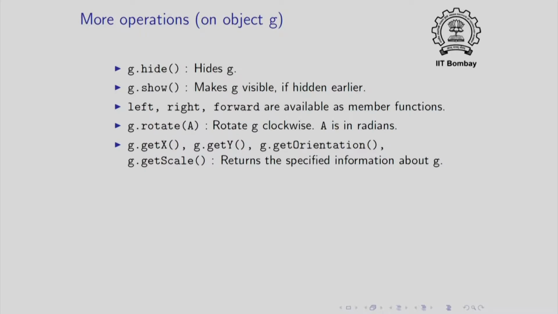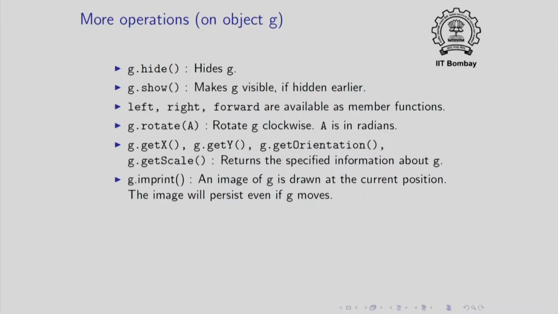G dot get orientation gives you the angle in radians measured from the x axis going clockwise. So, this value tells you by how much you have rotated that object, or in other words, in what direction it is pointing now. G dot get scale tells you the current scale of G. So, suppose you have scaled up the object by a factor of 2 and then scaled it up again by a factor of 3, and then if you call g dot get scale, then 6 will be returned. So, this way you can ask the object what its current parameters are, and perhaps based on that you can take action.